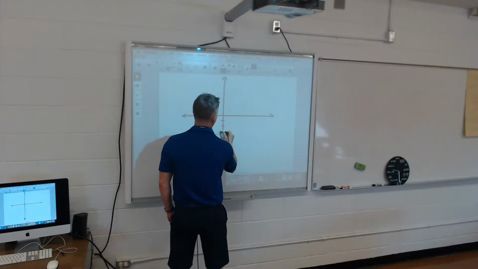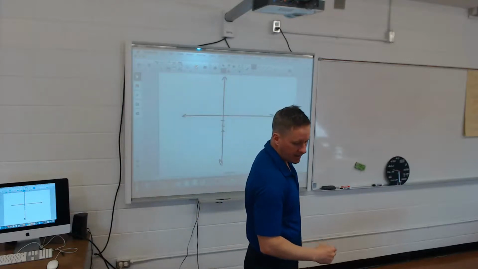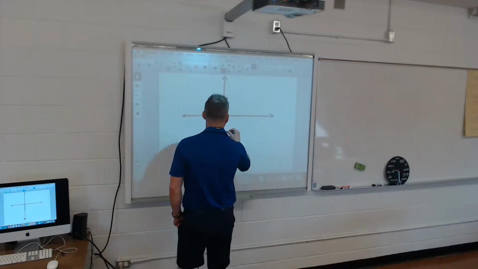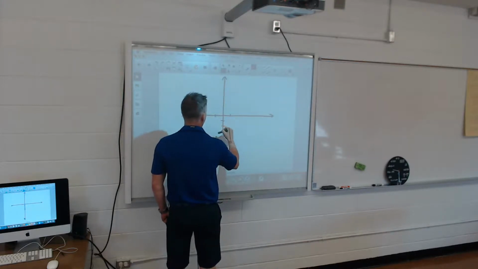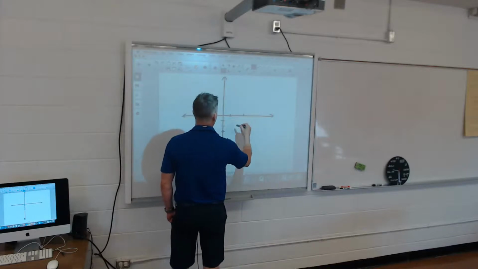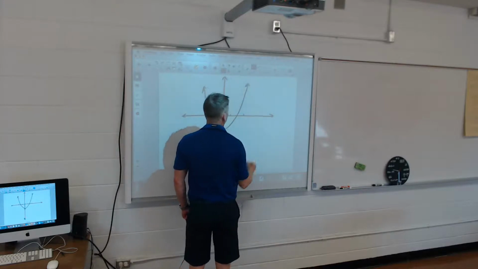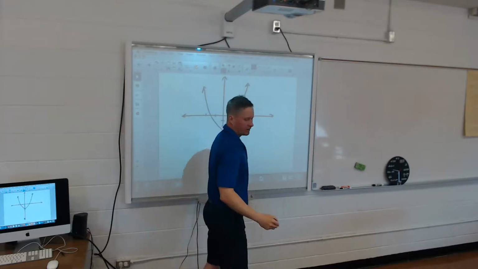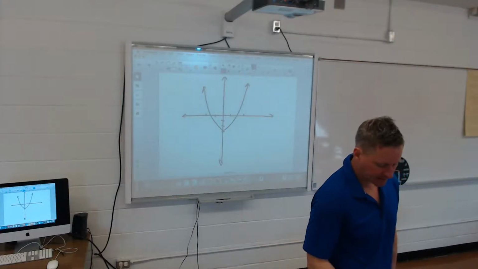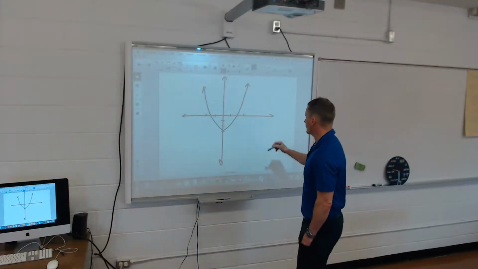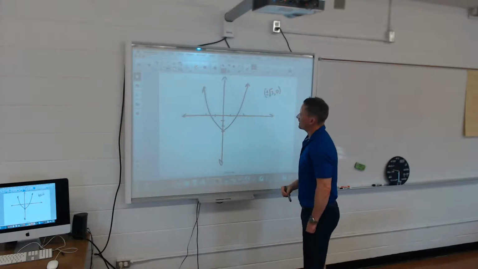So x squared subtract 3 means that 0 and negative 3 is my y-intercept, right? And the square root of 3 is where my x-intercepts are. So if you're looking at the x-intercepts for f of x equals x squared subtract 3, they're plus minus root 3 and 0. So those are your x-intercepts.